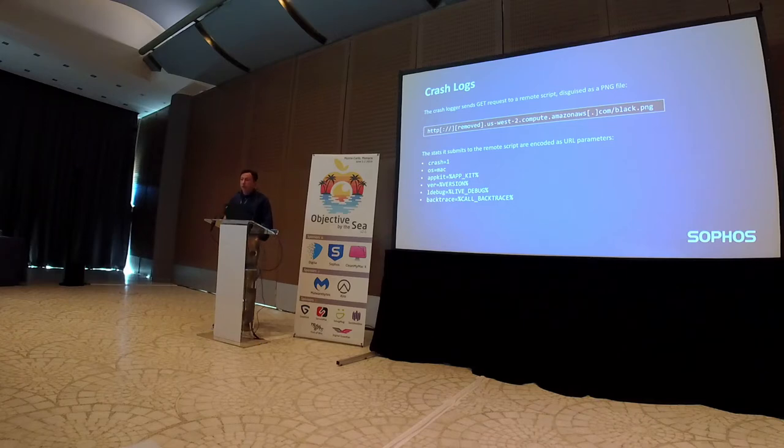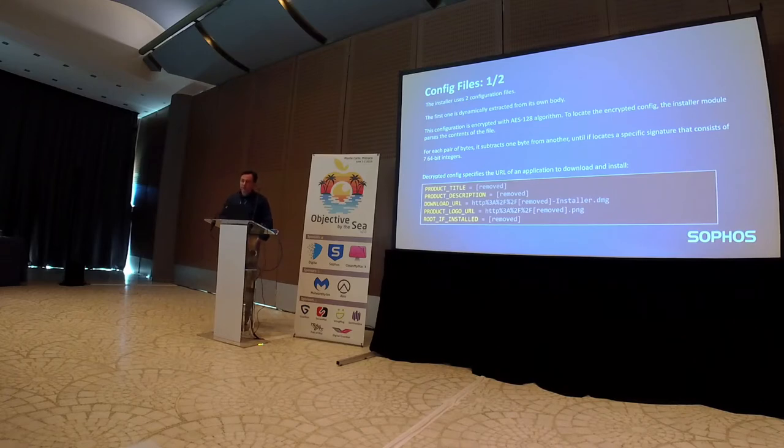And the actual crash log consists of crash, OS, app kit, version, debug, backtrace, some parameters. Right? It's just a little snapshot of the crash log data it submits. But again, interesting technique, this guy's not a PNG. Why? To bypass the firewalls. Because when you look at the logs and you see a normal GET request to a remote page, you find there is nothing wrong with that, right? But in reality, it's actually reporting the data.